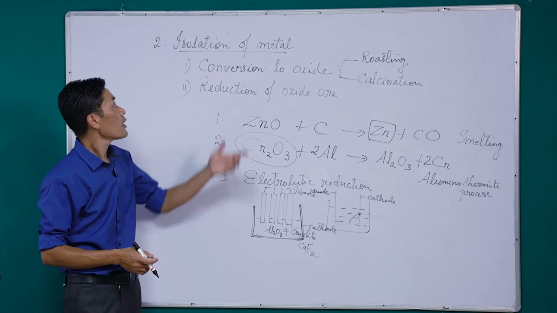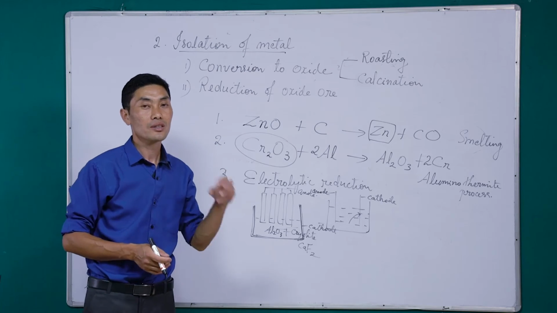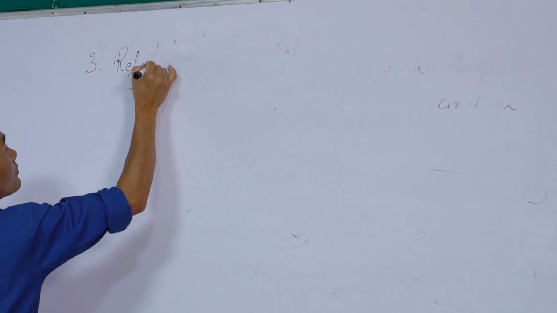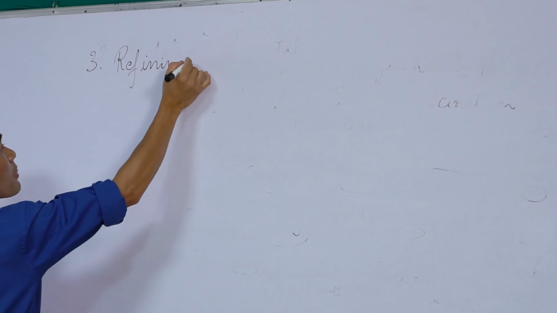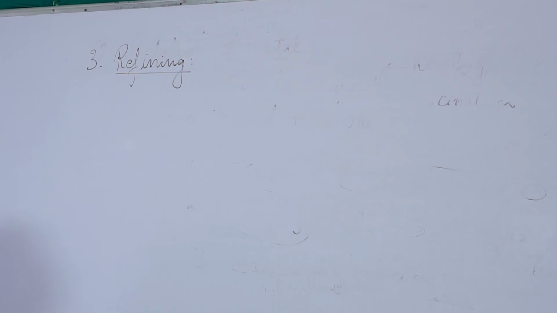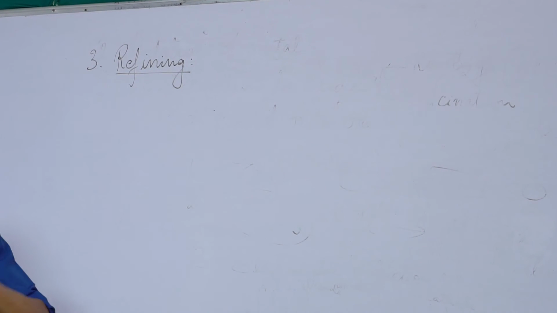So after we have isolated the metal from its ore, we go for the last step, that is refining or purification of the metal. In this step, we remove all the impurities that are present along with the metal to obtain the pure metal. Once again, refining can also be done by different methods. There are a number of methods that are used for refining of metals. Let us discuss two very important methods that are used for refining metals.